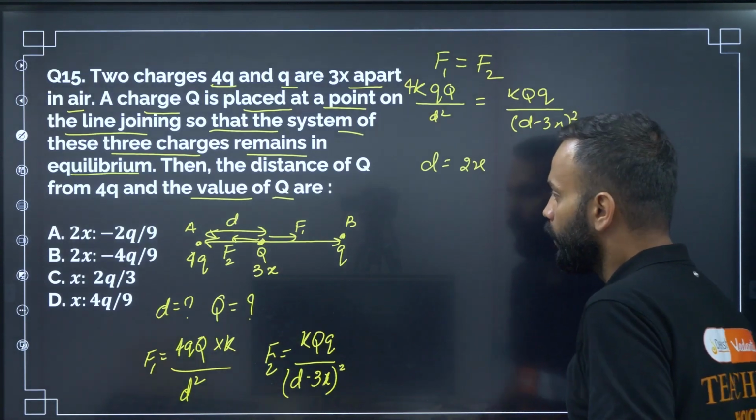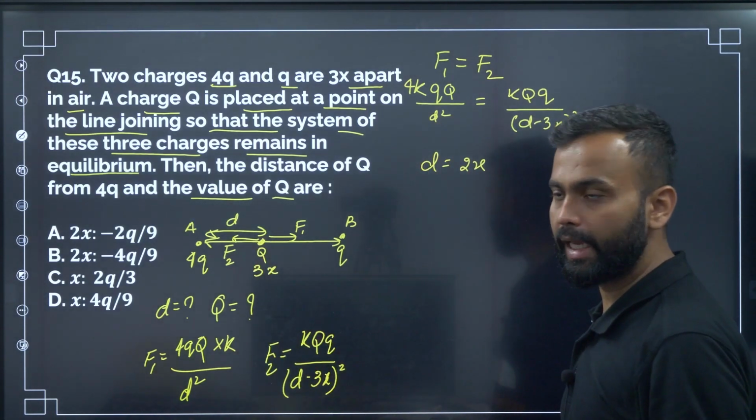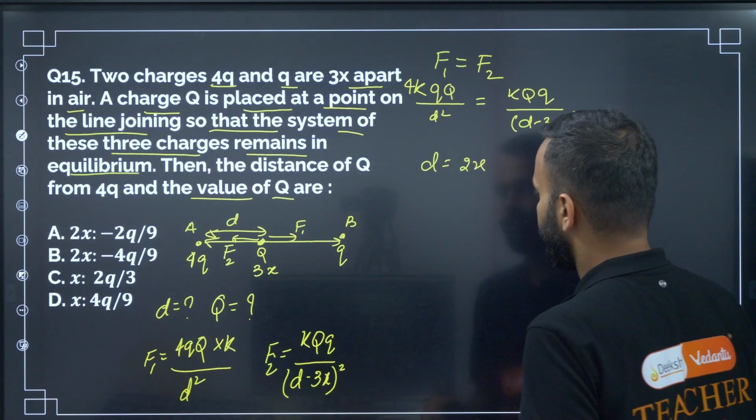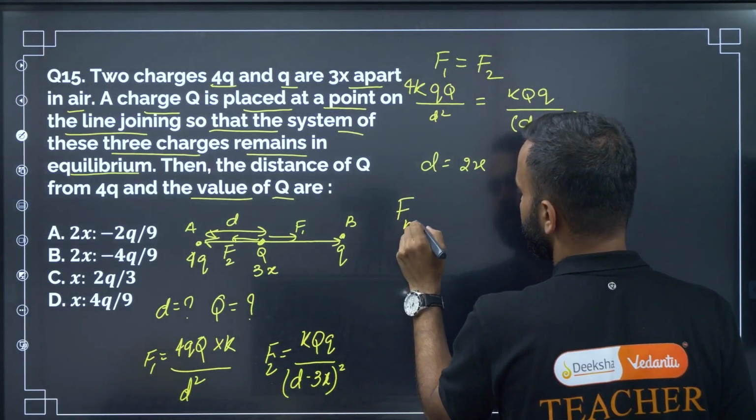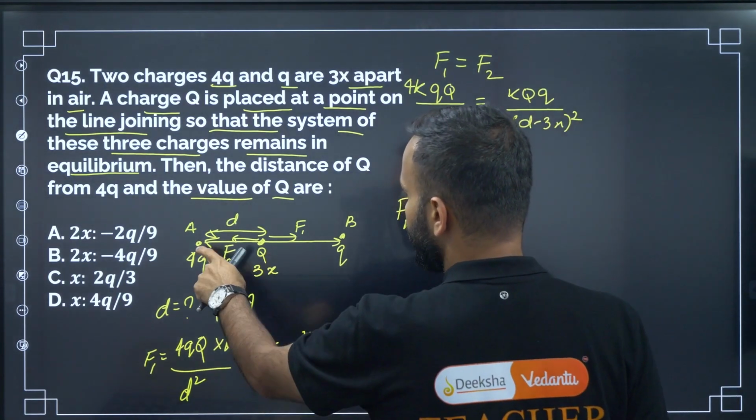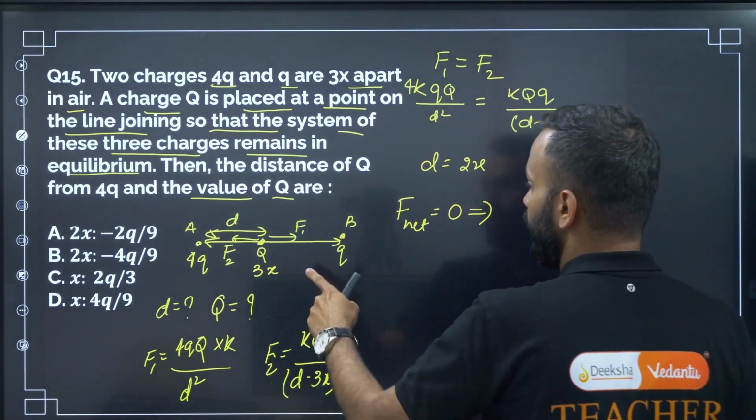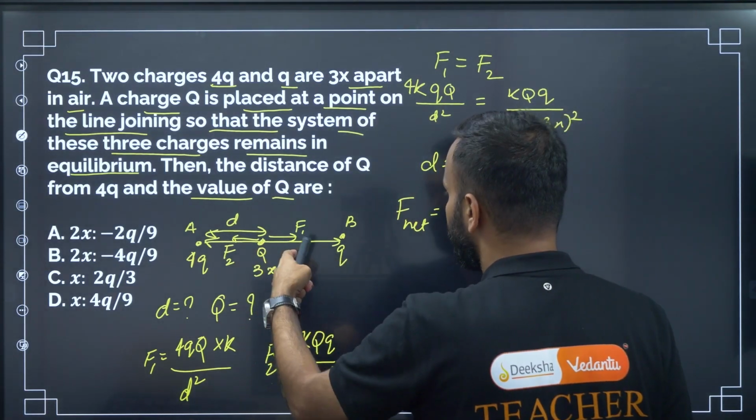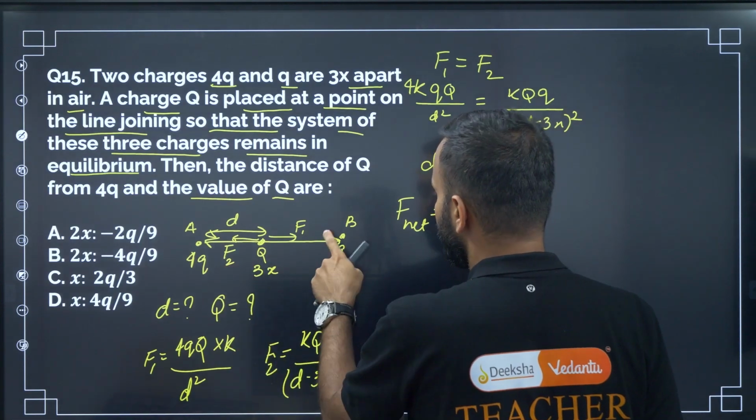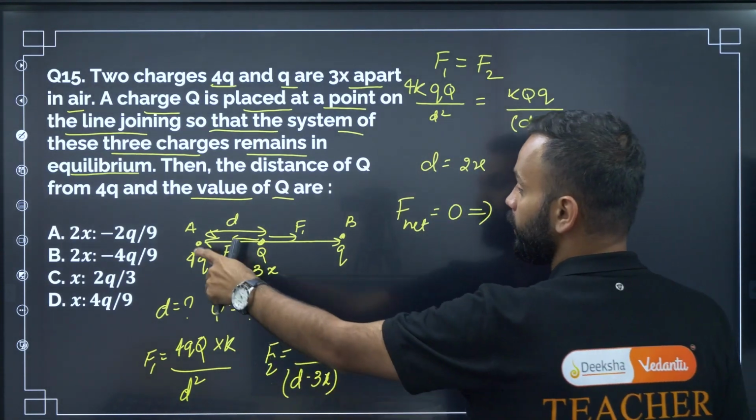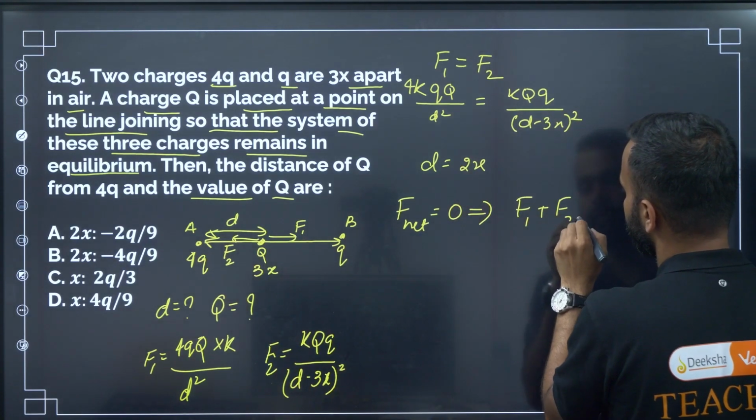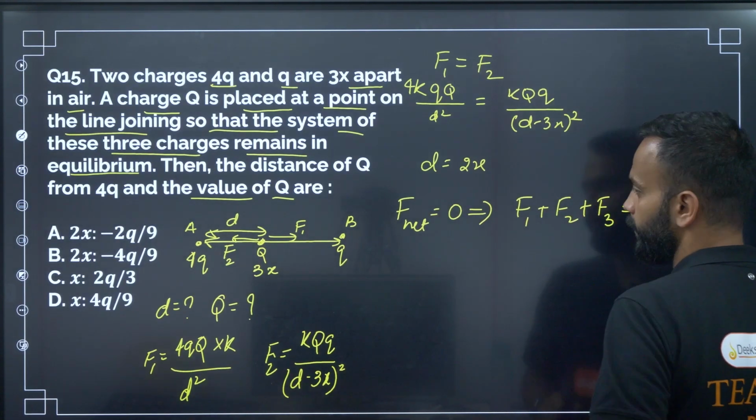Understood? Now we have to find the value of capital Q. The whole system is in equilibrium, so the net force is 0. Net force is equal to the force acting on capital Q due to 4q, F1, and F2, the force acting on capital Q due to small q, and F3, the force acting on small q due to 4q. So F1 plus F2 plus F3 is equal to 0.